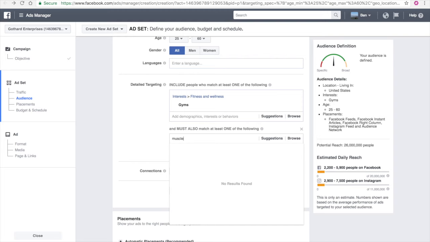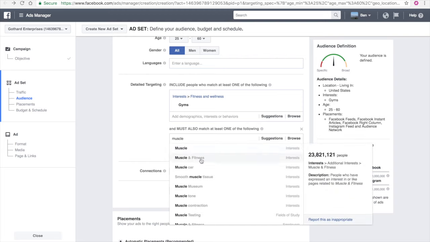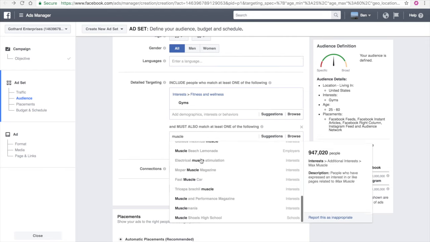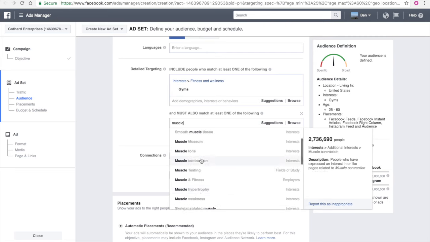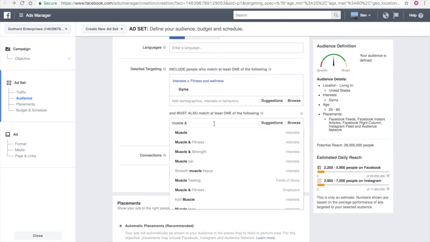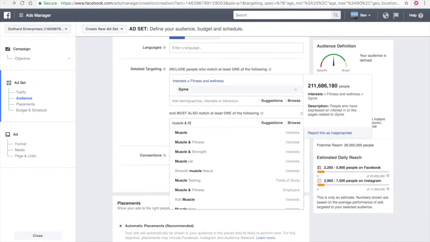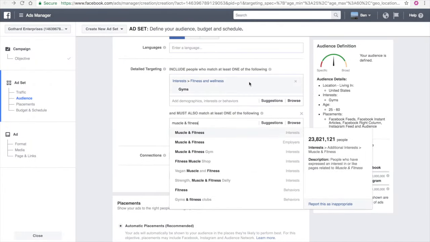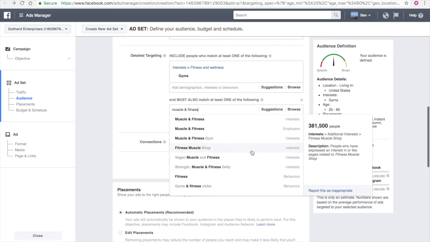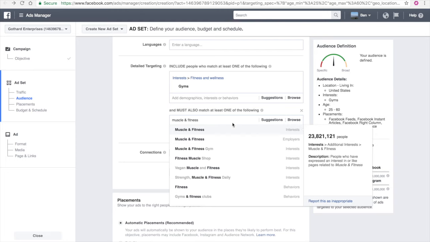So let's try Muscle and Fitness. I'm pretty sure it's Muscle and Fitness. Let me just check. I'm actually going to type it in, and yes, it was Muscle and Fitness. Okay, let's see what is popping up. I'd be inclined to say that it's this interest.